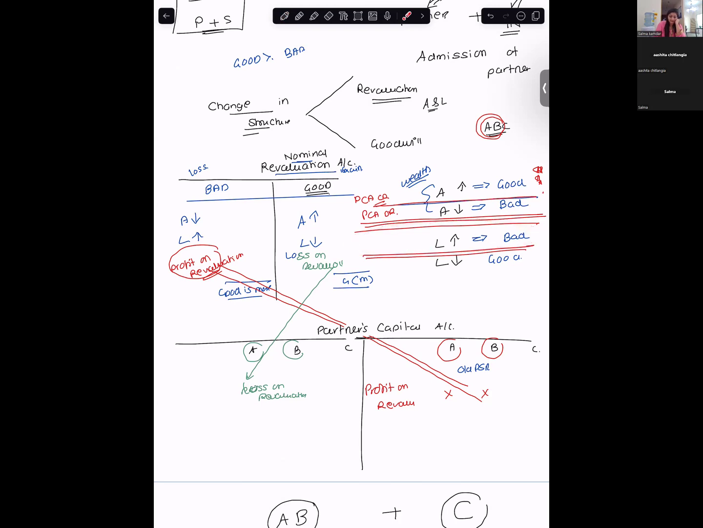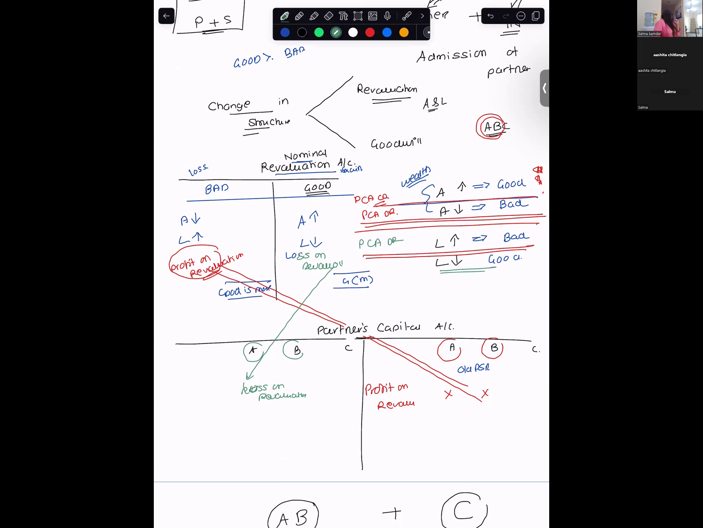Are you seeing my screen by any chance? You're presenting, yeah. Liability going up is bad. It's a bad thing. It gives you profit on realization. Loss, sorry. Where will it go? Loss on revaluation will go on the debit side of the partner's capital account.